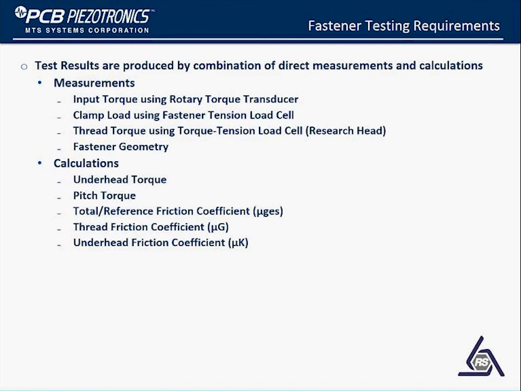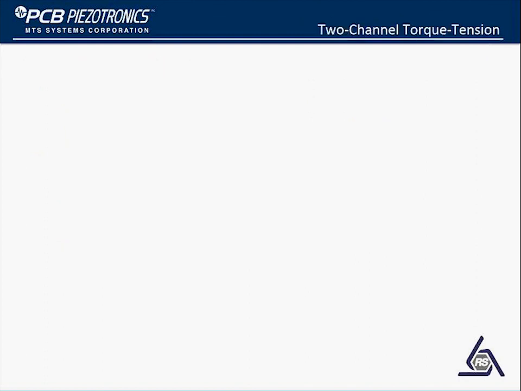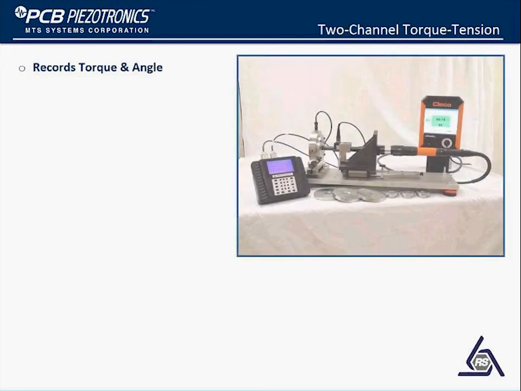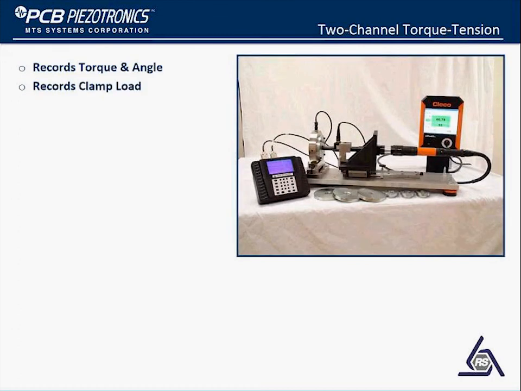So what kind of equipment is required to do this? It may be a simple two-channel torque tension system capable of recording torque and angle, clamp load, capable of doing tool testing or performing joint analysis, and being able to provide numeric and graphic data to meet the customer requirements.